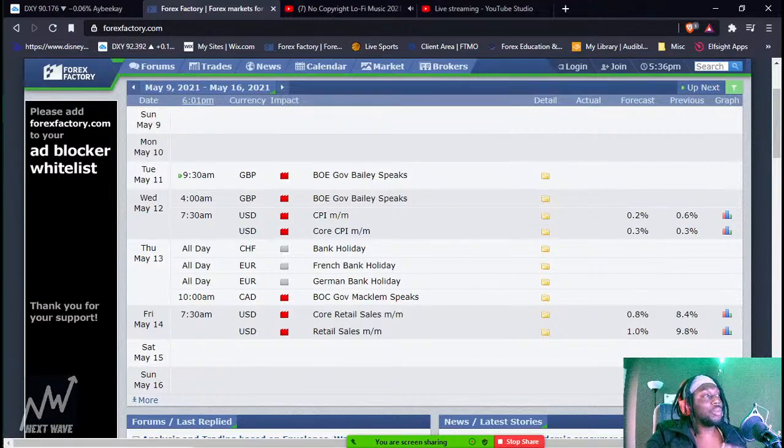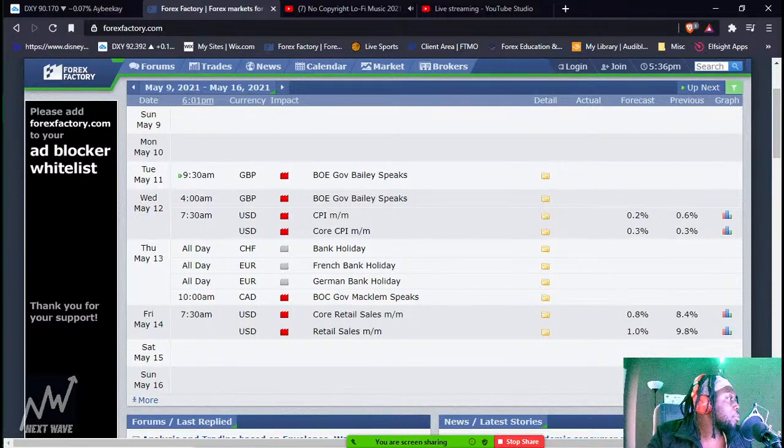Let's go over first with some fundamental analysis. Gonna make sure that we know the times where we can expect high volatility in the market. So Sunday, Monday, no news events. Tuesday, 9:30 a.m. we do have GBP news, and it's just the governor speech, or they're going to be speaking. Don't know about what exactly, but that's going to be going on. So you want to watch that at 9:30 a.m.